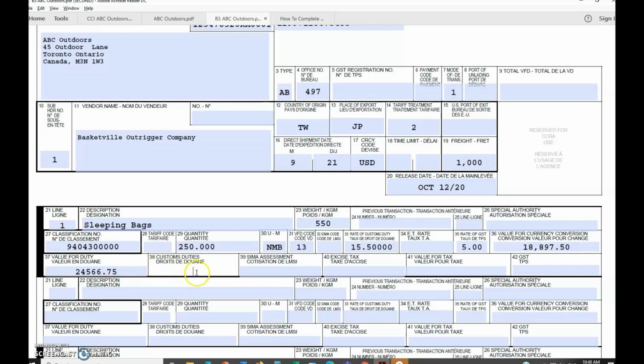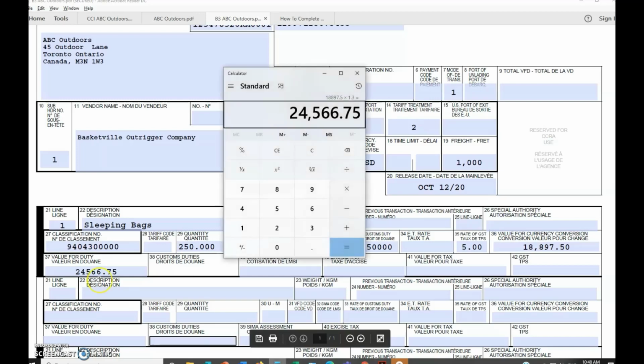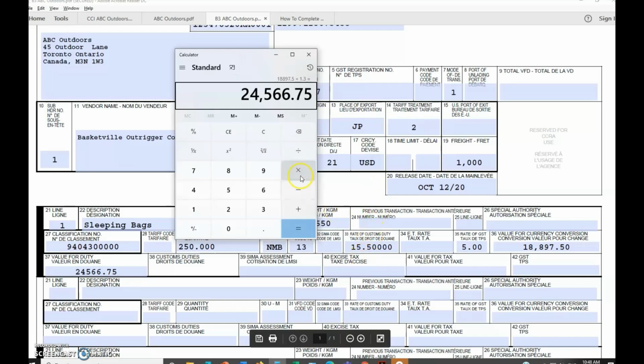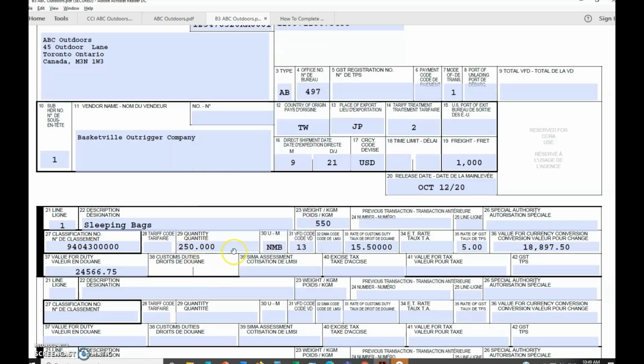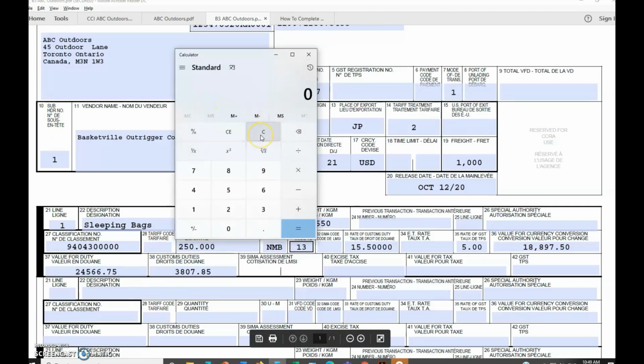Now, the next one we fill out is customs duty. The customs duties, we take the value for duty times the rate of customs duty that we looked up. So we take 24,566.75 times the rate of customs duty. It's 15.5%, which is 0.155, which gives us $3,807.85, because a 6 rounds that up to a 5. So it's 3807.85.